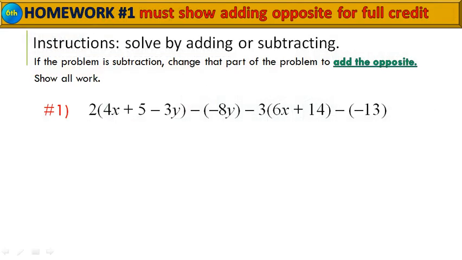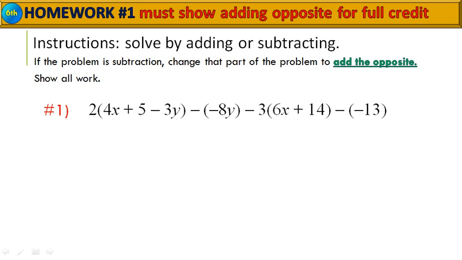The homework question is displayed. You must have shown adding the opposite for full credit. The instructions were to solve by adding or subtracting. If the problem has subtraction, change that part of the problem to add the opposite and show all work.